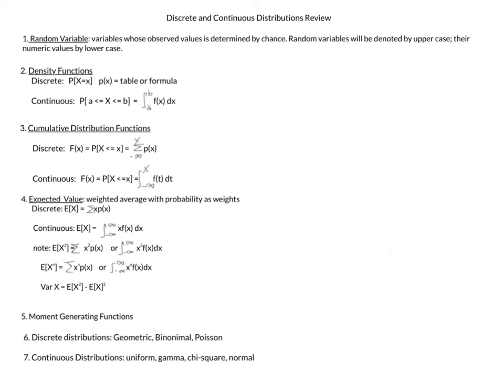In my previous video, we talked about random variables, and then we talked about discrete and continuous distributions. In particular, we talked about density function, cumulative distribution functions, and expected values. In this video, we will continue by looking at particular examples of discrete distributions and continuous distributions.